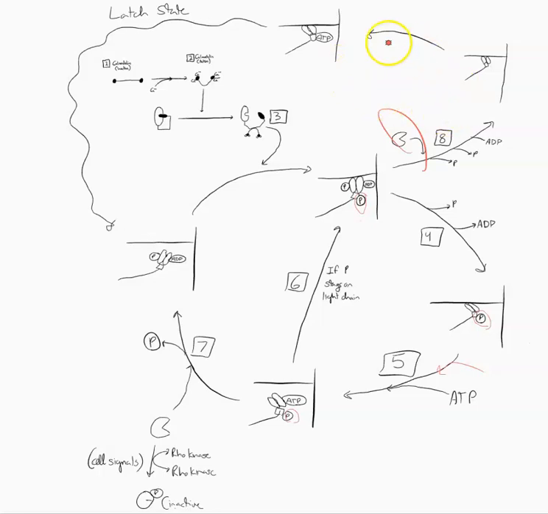And it eventually does disconnect. There's this thing called the latch state. It takes a long time for that ATP to come along and actually bind and release the myosin from the actin. And so that's the major difference between the two types of smooth muscle, phasic and tonic.